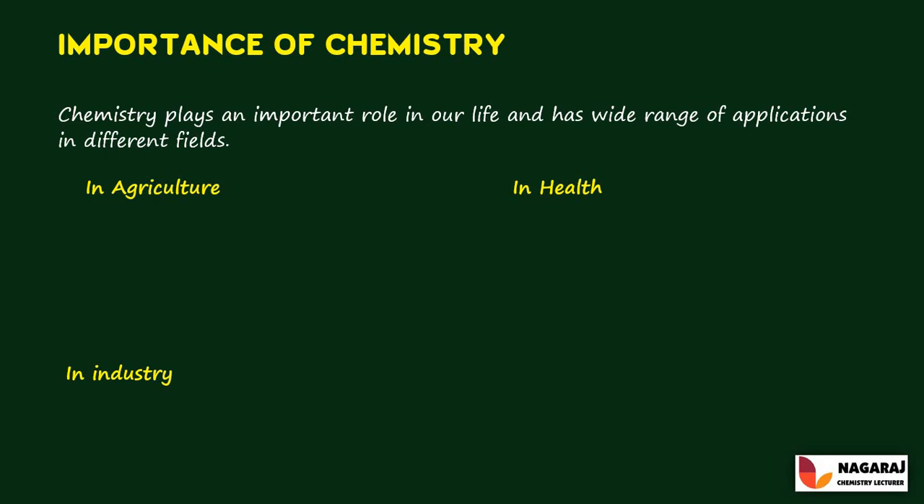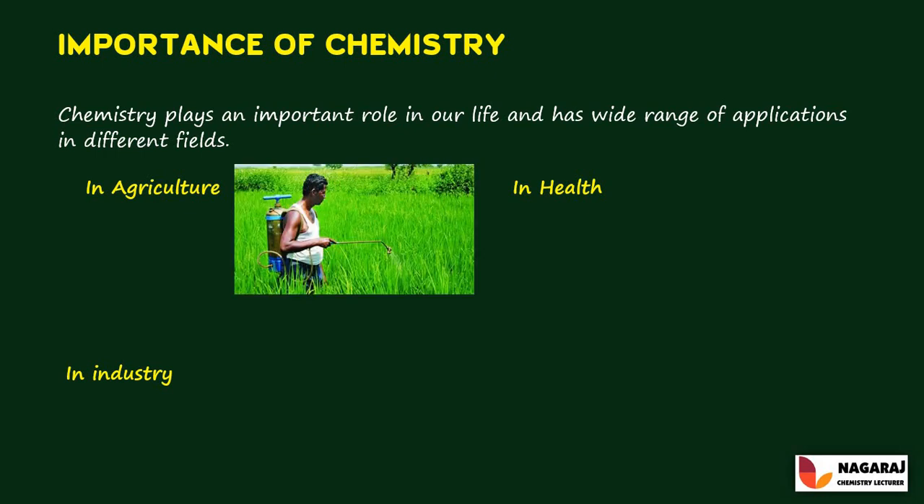In what ways is chemistry used in the agriculture field? It has provided chemical fertilizers such as urea, calcium phosphate, sodium nitrate, ammonium sulfate, etc. Why are we going to use chemical fertilizers in agriculture? In order to get a good yield. To get a good yield, we use chemical fertilizers.